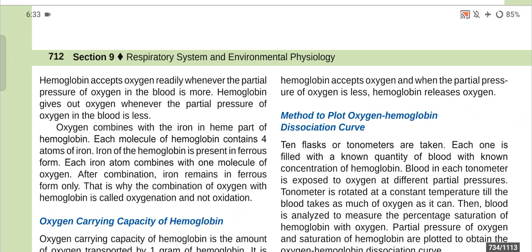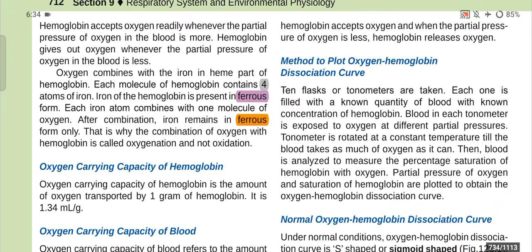So why is the process called oxygenation and why is it not called oxidation? The answer is that oxygen combines with the iron in the heme part of the hemoglobin, and each molecule of hemoglobin contains 4 atoms of iron. The iron of the hemoglobin is present in the ferrous form, and each iron atom combines with one molecule of oxygen. After combination the iron remains in the ferrous form only, and that is the reason why the combination of oxygen with hemoglobin is called oxygenation, not oxidation.